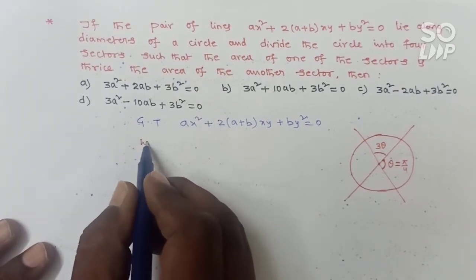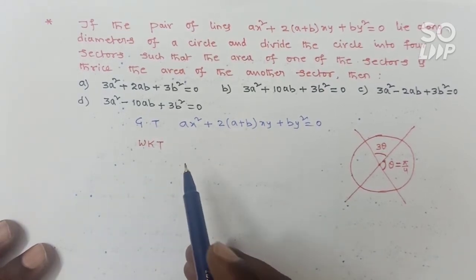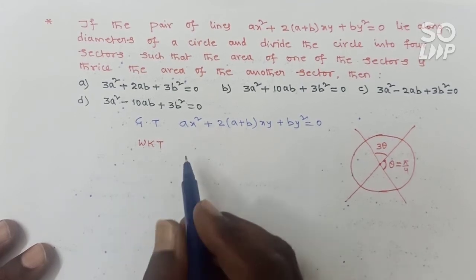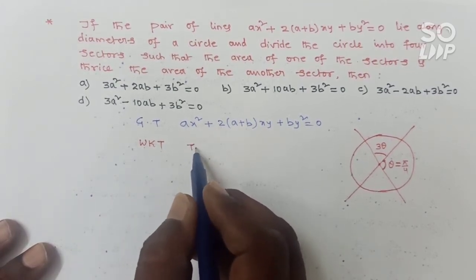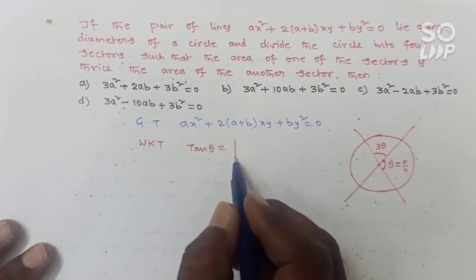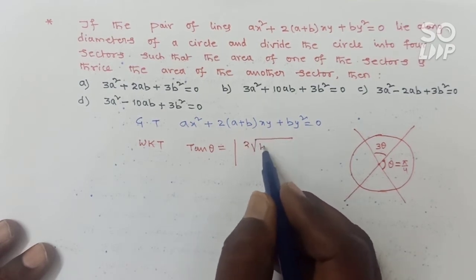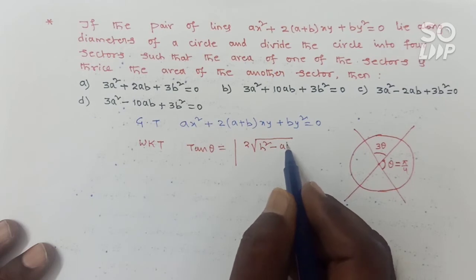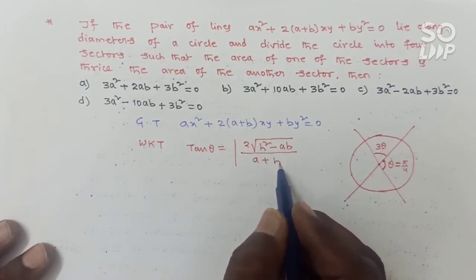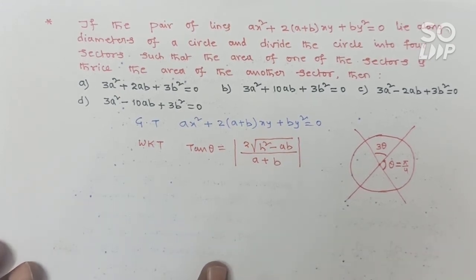Already we know that the angle between the lines represented by the homogeneous equation is tan theta equals modulus of 2 into square root of h square minus a b, whole divided by a plus b. You know this formula from the introduction of a pair of straight lines.